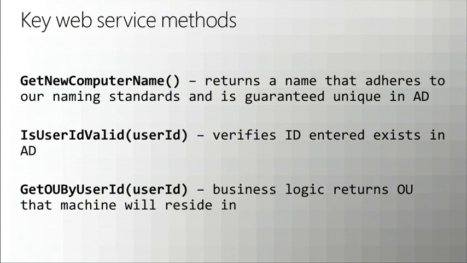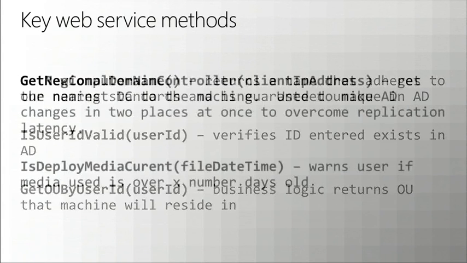The third one here on the slide, get OU by user ID. As I mentioned, we had our OUs arranged around our geographic locations. This allowed the user and the technician as well just to simply enter in their ID at the beginning and to reuse that information. We would make the call into Active Directory, find out where that user was based, and based on our code logic in the web service, we were able to put the machine in the right OU automatically for them.